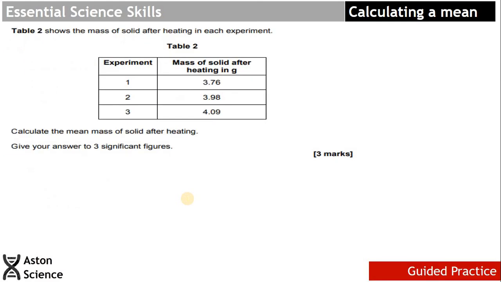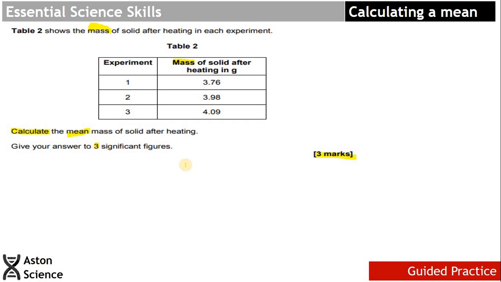So what we've got here is an exam question that is looking at basically calculating a mean. It's a 3-mark question. The question says table 2 shows the mass of solids after heating in an experiment. So we've got experiment 1, 2 and 3. The mass of the solid after heating in grams is 3.76, 3.98 and 4.09. It's asking us to calculate the mean mass of the solid after heating. Give your answer to 3 significant figures.